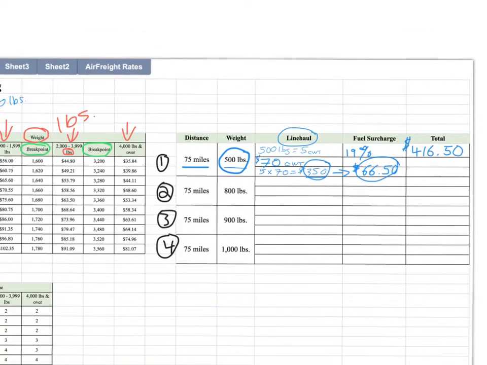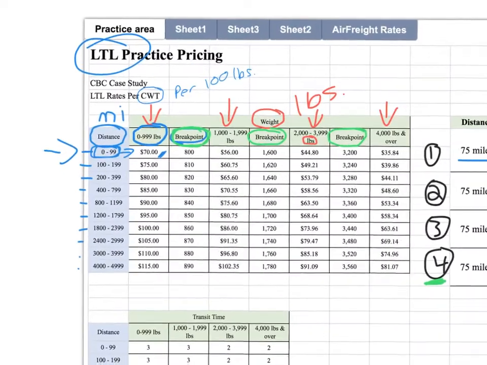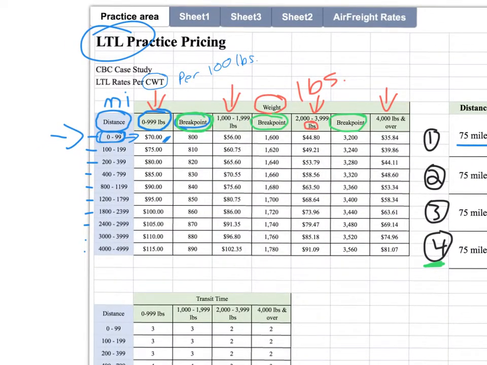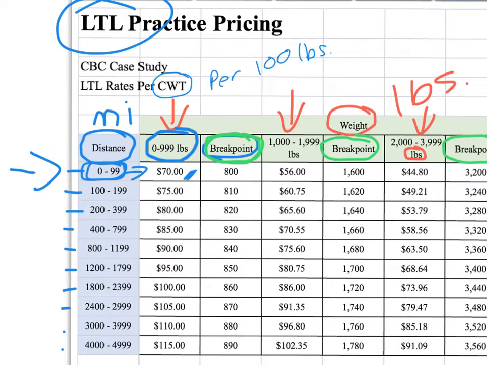Okay, so let's take a look. I'm going to change colors here now. And we're going to go right to the bottom, to example number 4, which is 1,000 pounds. In this case, we've got to go back to our table here. If we had 1,000 pounds, our distance is still 75 miles, so we're still in this initial distance bracket. But now, instead of being in the first weight bracket of 0 to 99 pounds, we fall in this second bracket, which is 1,000 to 1,999 pounds. So our rate decreases to $56 per 100 pounds.